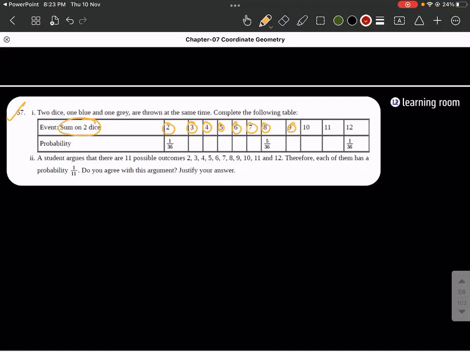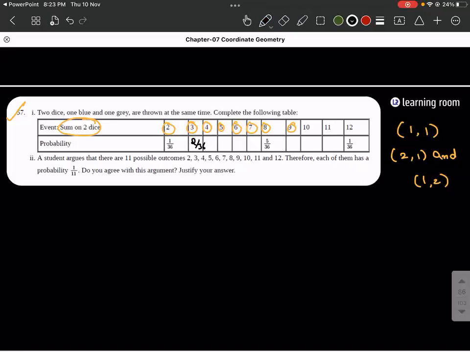So if you want the sum on the dice to be 2, the only option is (1, 1). If you want the sum to be 3, then the possibilities are (2, 1) and (1, 2). So what will be the answer? 2 out of 36, or 1 by 18, or 2 divided by 36.